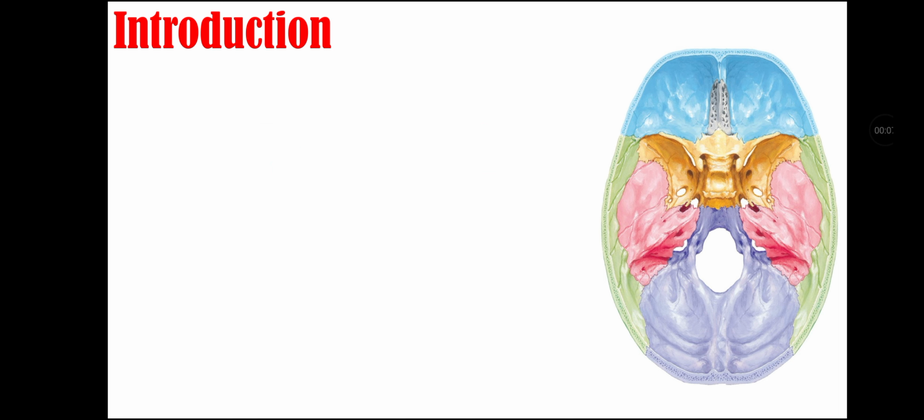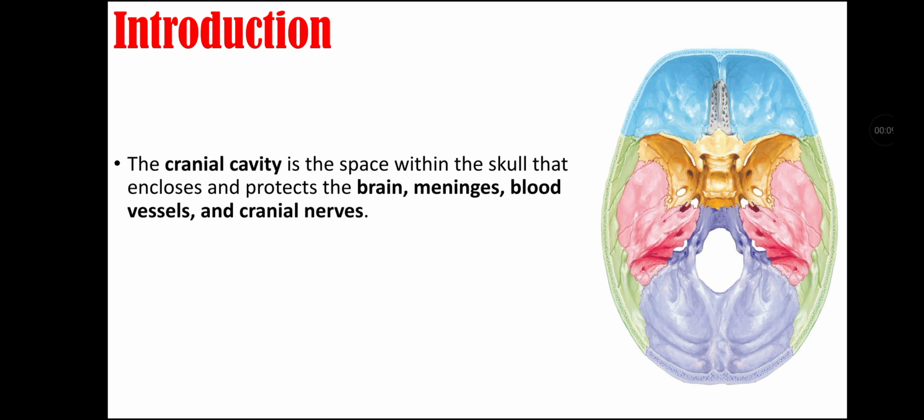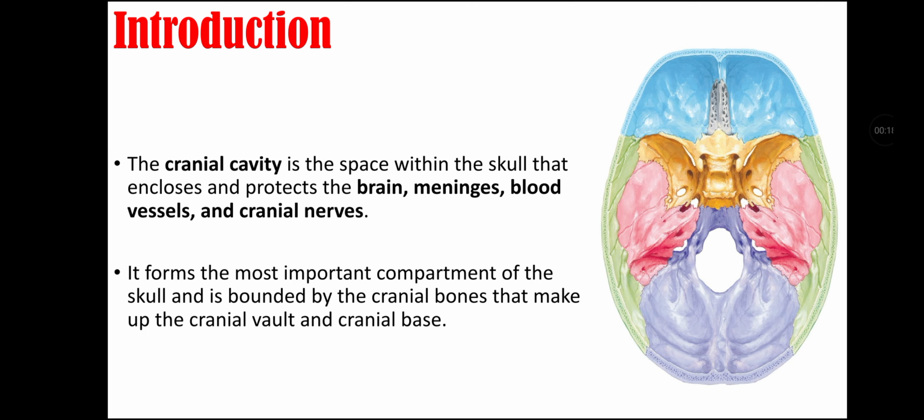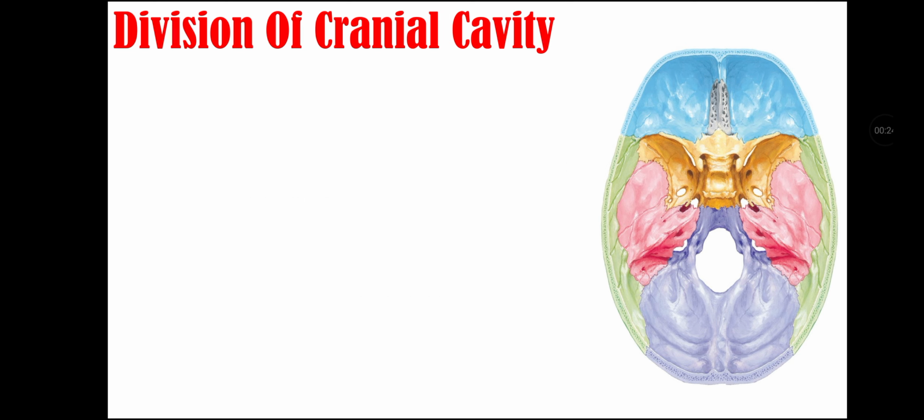So let's start our topic with introduction. Cranial cavity is a space within the skull that encloses and protects the brain, meninges, blood vessels and cranial nerves. It forms the most important compartment of skull and is bounded by cranial bones that make up the cranial vault and cranial base. Division of cranial cavity.